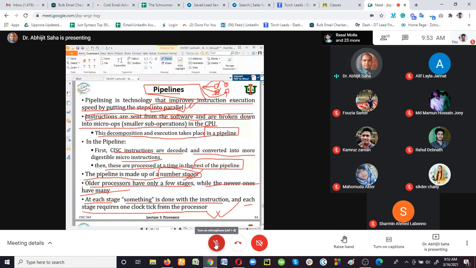Here also, at each stage of the pipeline, something is going to happen with the micro ops you have made, for however many stages the pipeline has. Each stage requires one clock tick from the processor. So the stages being processed will take at least one clock tick from the processor. That is what it is mentioning.